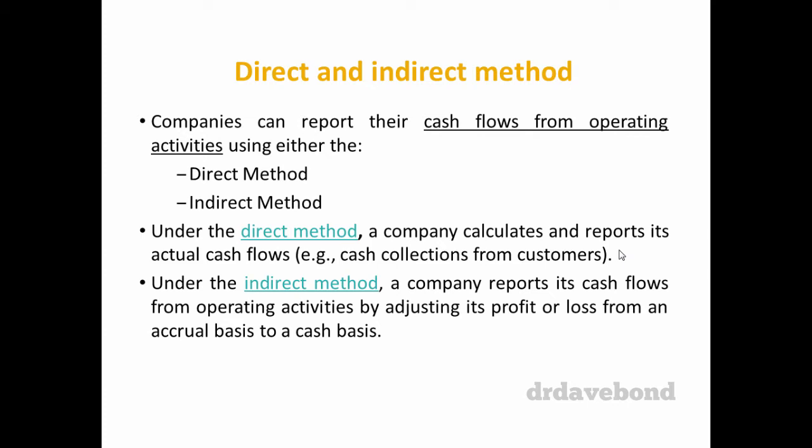For the indirect method, we start at net profit. Assuming these are the only two transactions that have taken place at all, this is what my profit is: my revenue less zero expenses gives me a profit of 1,000. So I would start at net profit of 1,000, and then I would adjust for the change in accounts receivable.